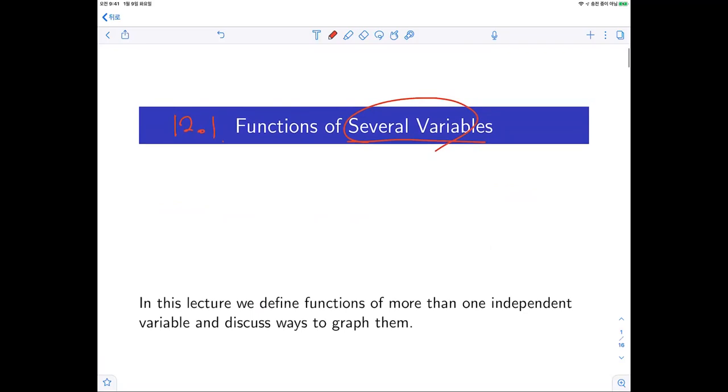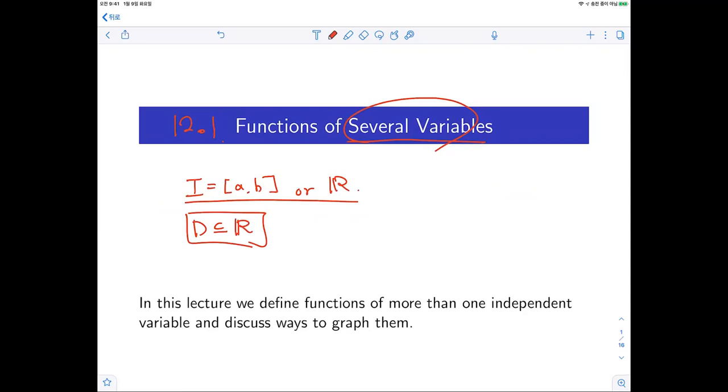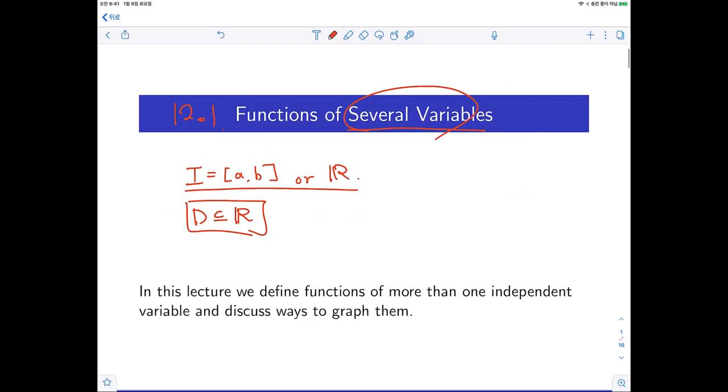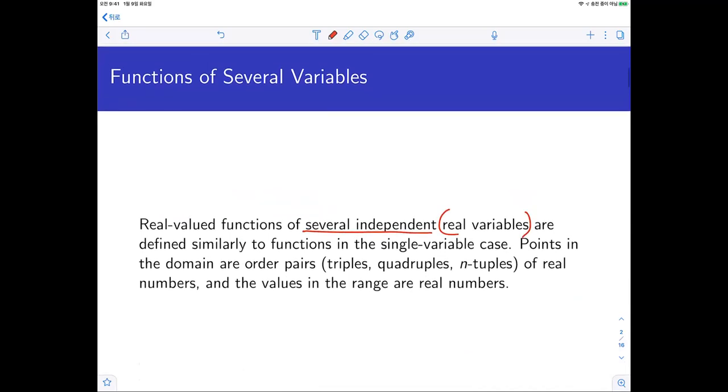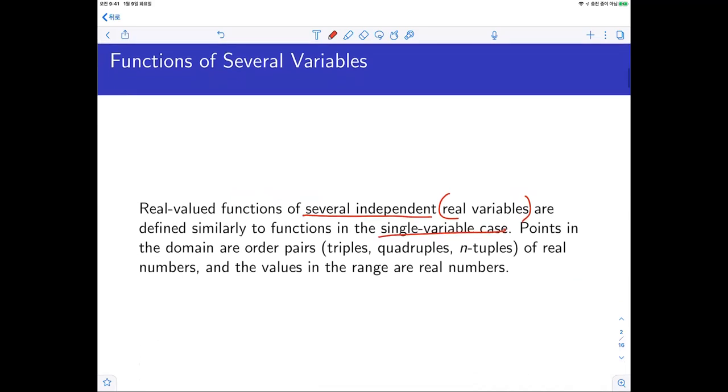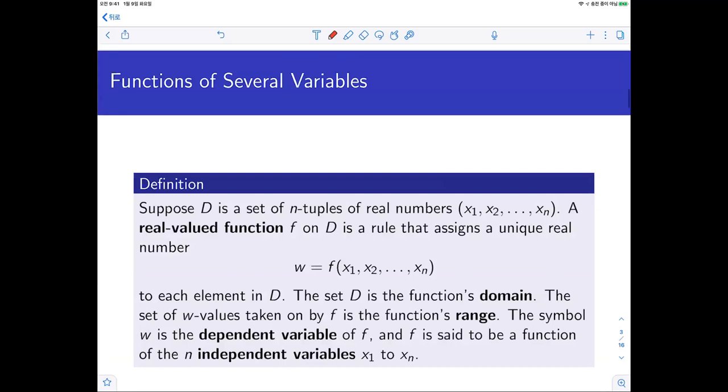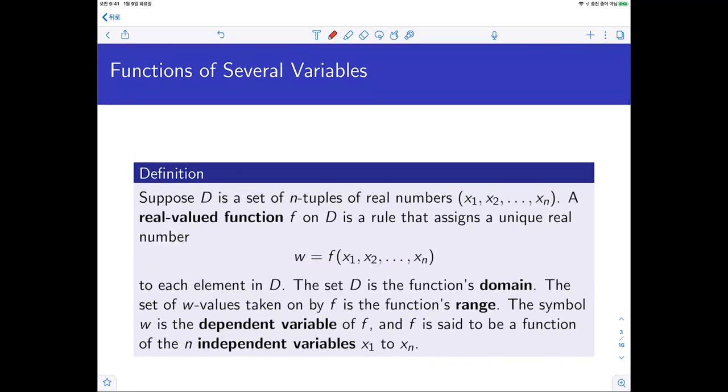So far we've only studied functions defined on an interval, like [a, b], with real values. So far we only considered the domain as a subset of the real numbers, so it contains only one variable. But today we'll consider more than one variable. Here, real-valued functions of several independent real variables are similar to the single variable case. This is the definition of the real-valued function.